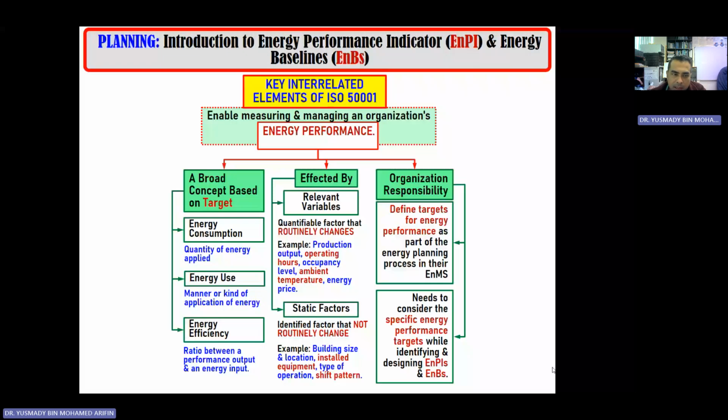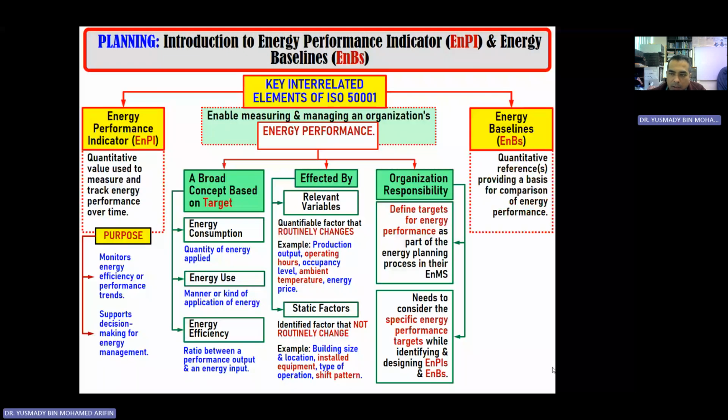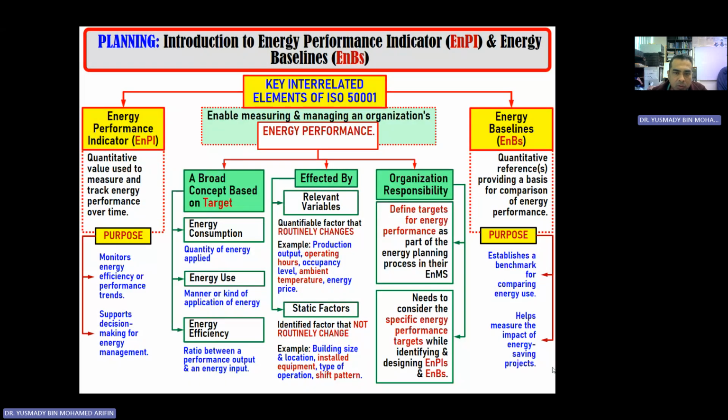So energy performance indicator, ENPI, actually refer to the quantitative value used to measure and track energy performance over time. So the purpose of ENPI is to monitor energy efficiency or performance trend, and also to support decision making for the energy management. However, the energy baseline, ENBS, refer to the quantitative references, providing a basis for the comparison of energy performance. So the purpose of ENBS is to establish a benchmark for comparing energy use and helps measure the impact of energy saving project. Okay, so these are the general information about the energy performance and also the parameter or the measure that used to measure the energy performance, which is referred to the ENPI and also ENBS.